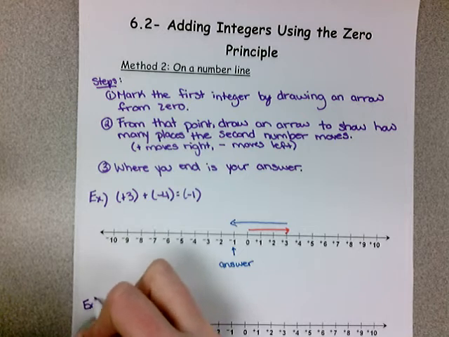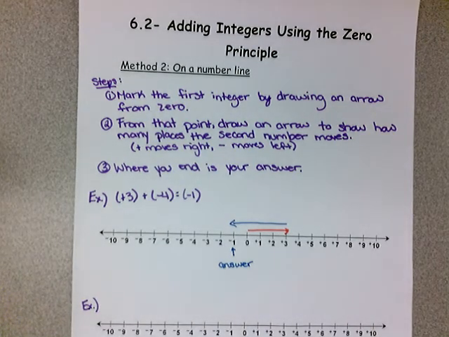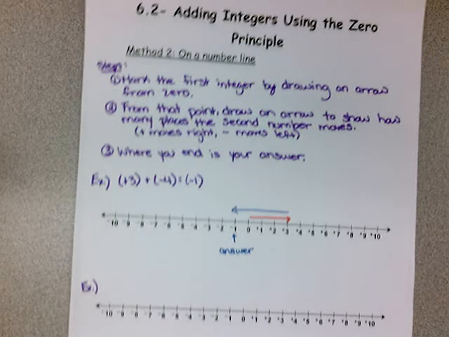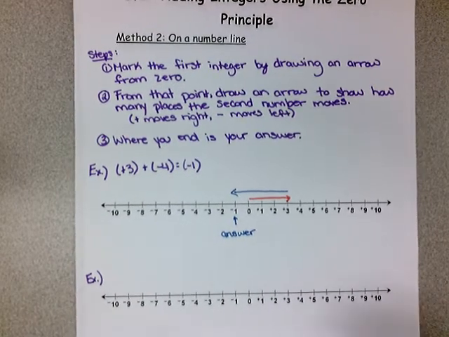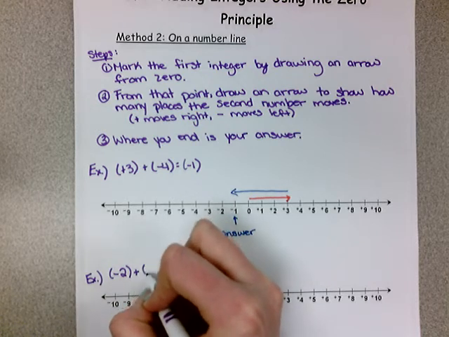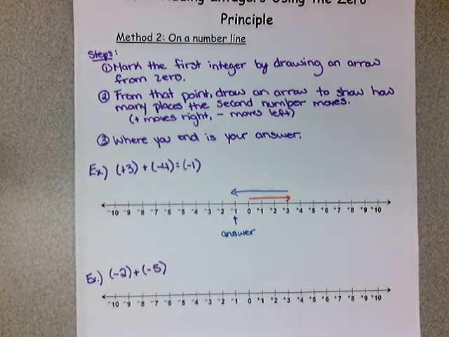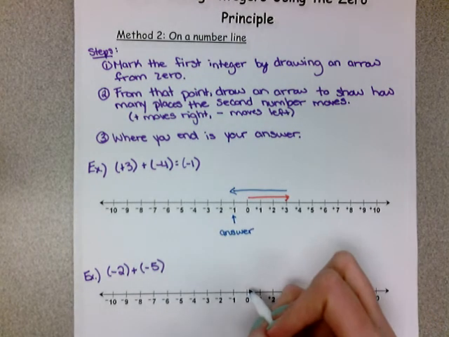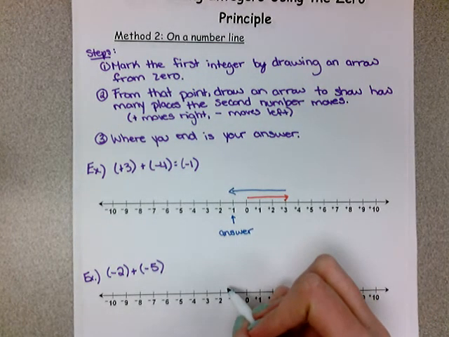For this example, we're going to use 2 negative numbers. So this one, we're not going back and forth. We're always moving in the same direction. So this example, we're going to do negative 2 plus negative 5. So we always start at 0. We're going 2 spaces to the left.